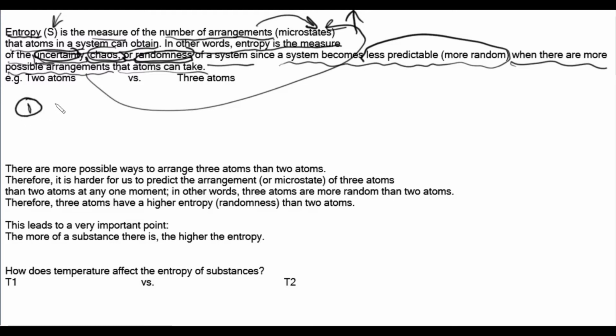So in how many ways can we arrange two atoms labeled 1 and 2? Well, you can reverse the order and you would get that. And there are only two possible ways to arrange these two atoms.